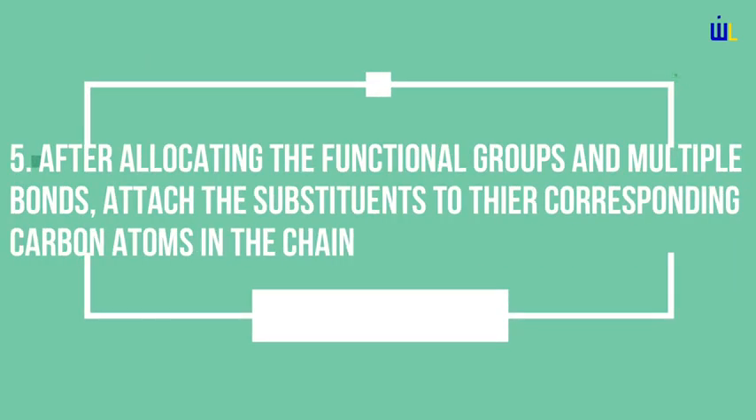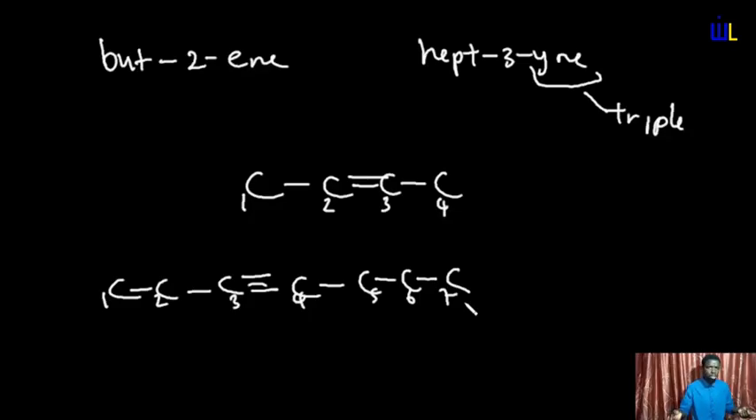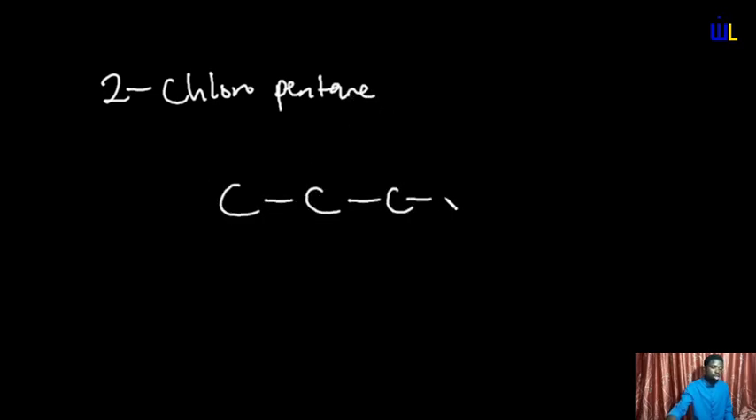The next rule is, after allocating the major functional groups and multiple bonds, you attach substituents to corresponding atoms. Every substituent is represented by a locant, so you simply attach that particular substituent to the carbon bearing its locant. Mind you, you have to attach the functional groups and the multiple bonds first before you start attaching your substituents. Okay, so let's look at that. Imagine, for instance, I had a compound like, let's say, 2-chloropentane. Pentane is 5, so 1, 2, 3, 4, 5.